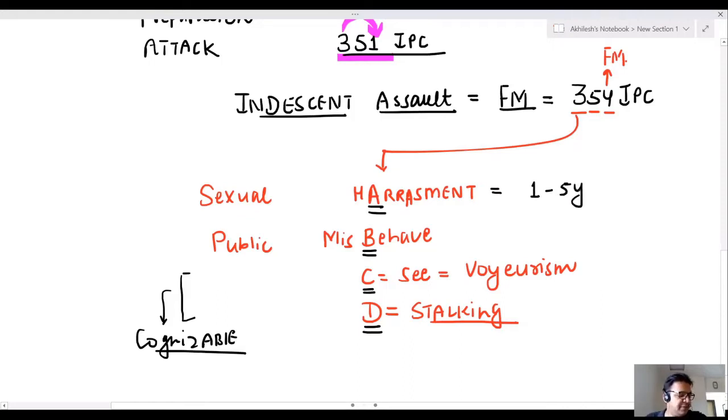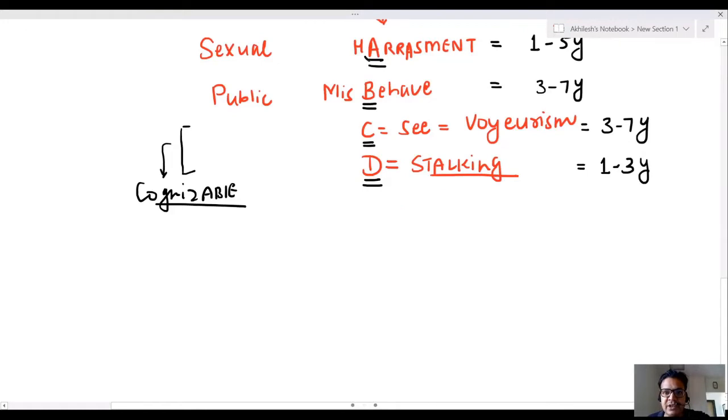Misbehaving punishment is 3 to 7 years. Again, it is 3 to 7 years. And stalking punishment is 1 to 3 years. These are 354A to 354D. These are indecent assault. But remember always, it's very simple.